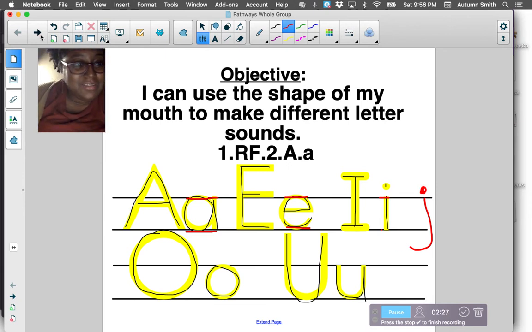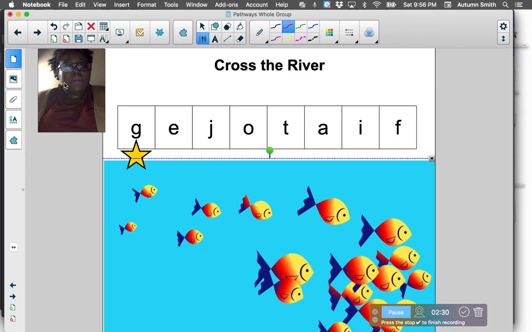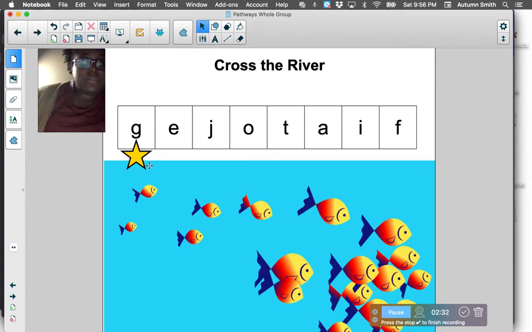We were just talking about the vowels. Okay, so let's play a quick game of Cross the River. The first time we go across the river, I want you to say the name of the letter, okay? And you try to say the name before Miss Smith says the name. Are you ready? G, E, J, O, T, A, I, F. Did you say them before I did?